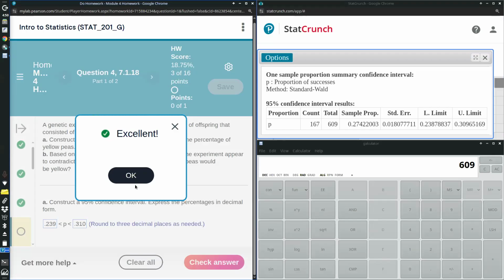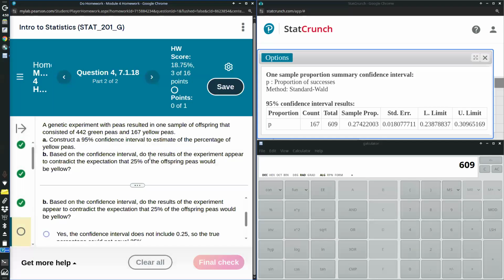Okay, so the next part, what does it say? Based on the confidence interval, do the experiments appear to contradict the expectation that 25% would be yellow? So that's kind of funnily phrased. So no, it's not. We have the same issue. 0.25 is right between the lower and the upper.